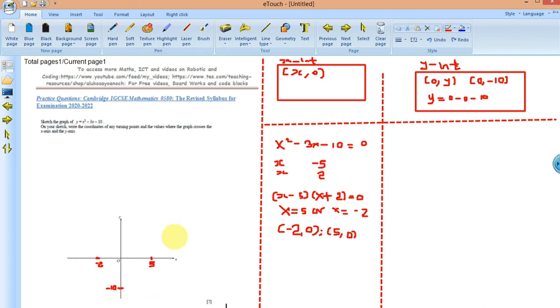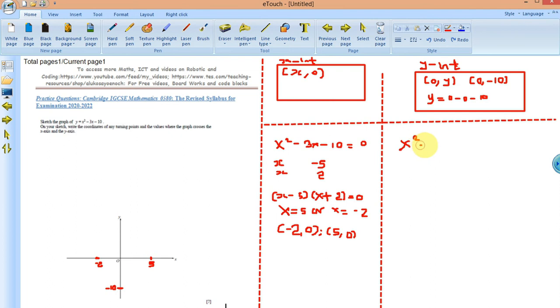Now the next thing I need to find is the coordinate of the turning point, which is a minimum point, because this is a positive graph. Let's go ahead and find the minimum point and the minimum value. To do that, you have to express this in vertex form, and to express a quadratic expression in vertex form, you use completing the square. Using the completing the square method, I'll be able to get the vertex. That is where the graph is going to originate from.